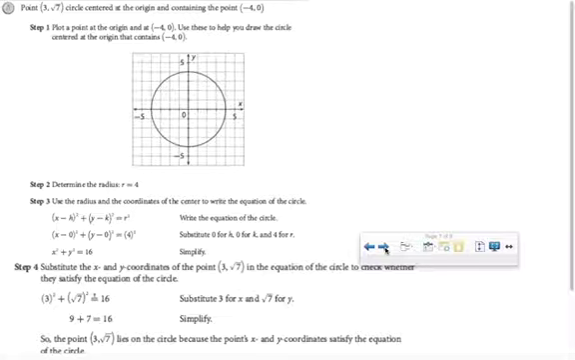They plugged in the x value of 3 and the y value of √7 into the equation, worked it out, and saw that it does satisfy the equation of the circle.